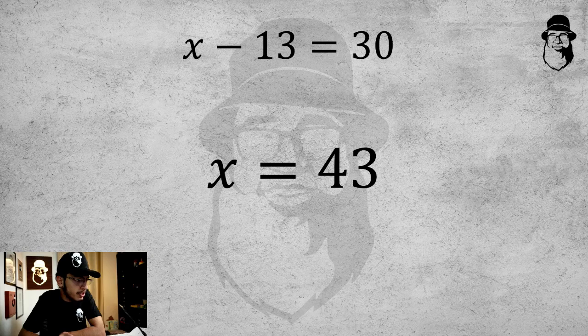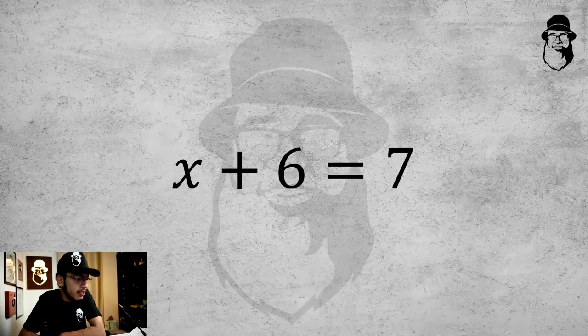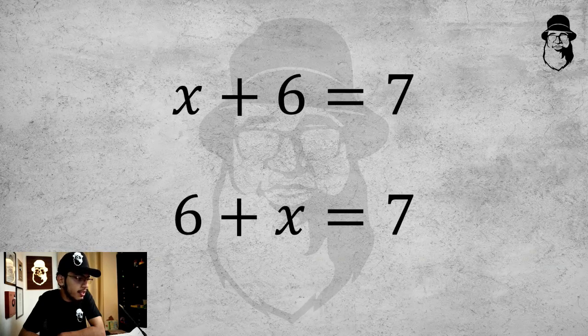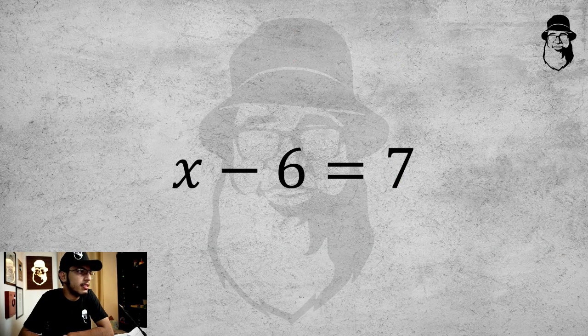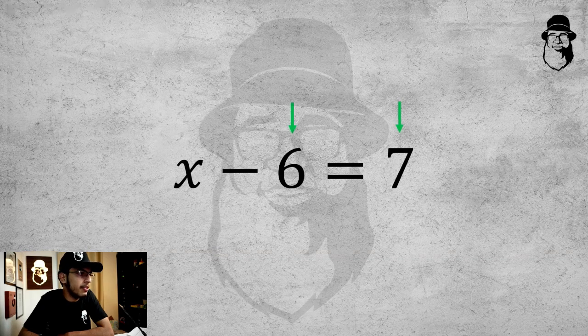So for equations like x plus 6 is 7 or 6 plus x is 7, we take the number on the left from the number on the right. And for equations like x minus 6 is 7, we add the number on the left to the number on the right. Where something is added to the x term, subtract. Where something is subtracted from the x term, add.